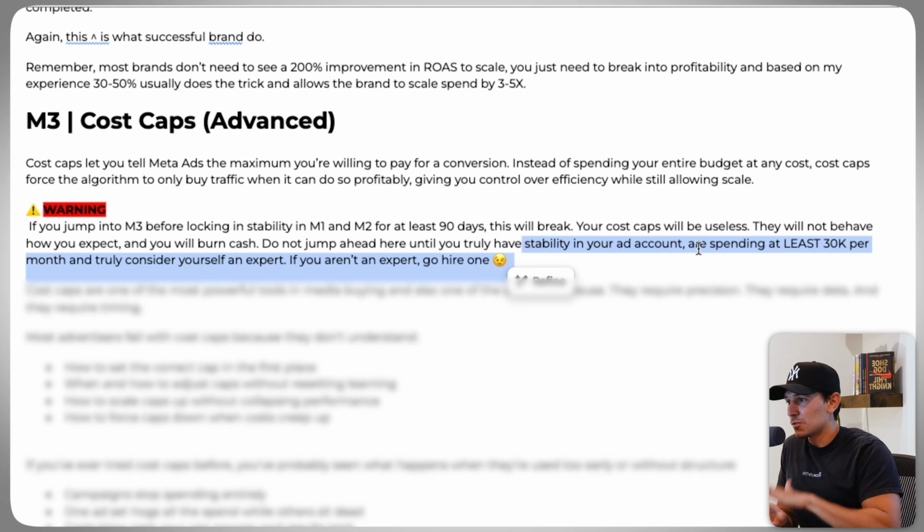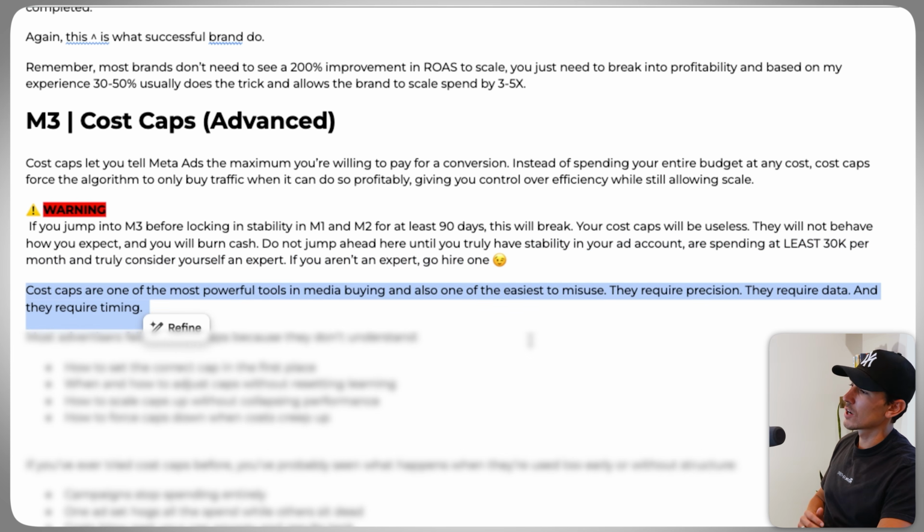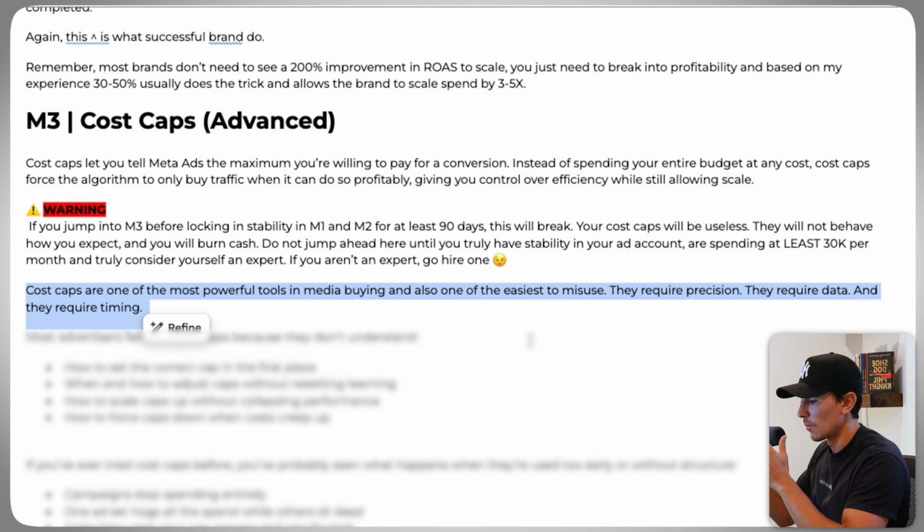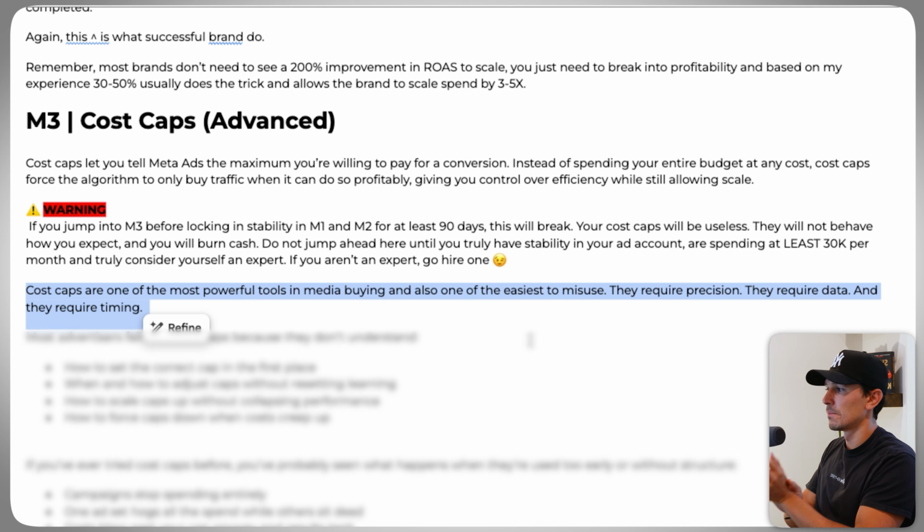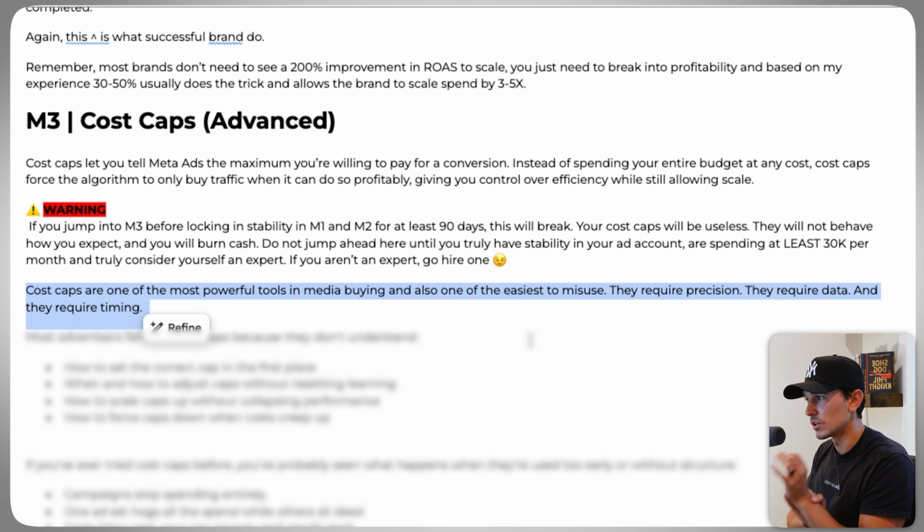Wink, wink. After you have achieved these three pieces where you're spending $30K a month, you're considering yourself a true expert, you think you have the time to manage cost caps, and you have stability in your account, then yes, cost caps are one of the most effective, most dominant tools, but they require data and they require good, proper timing.